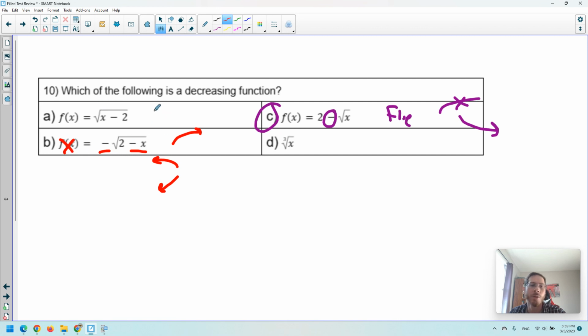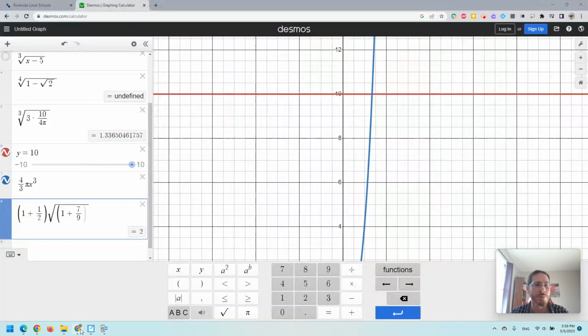A is just a regular square root. So A is pretty quick. A just looks like that. So that's not going to work out. That's increasing. And then D is a cube root function. Cube root function, like we kind of saw in an earlier problem, we're not going to pick that one either. That's going to increase as well. Easiest way to see it, though, probably just graph them all out. So I'm going to go into Desmos and just graph them all out.